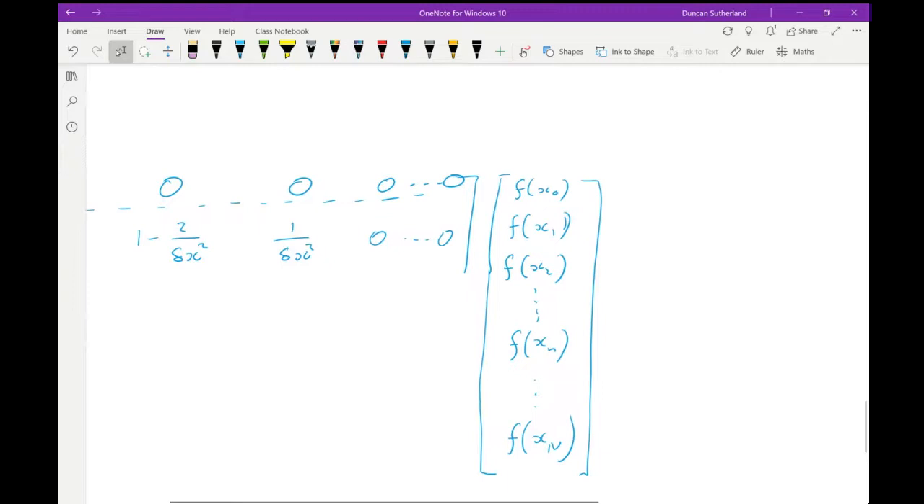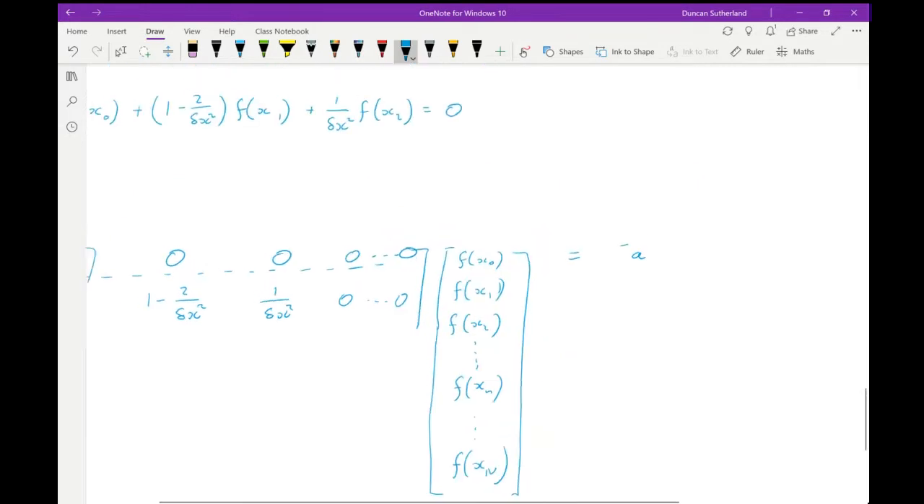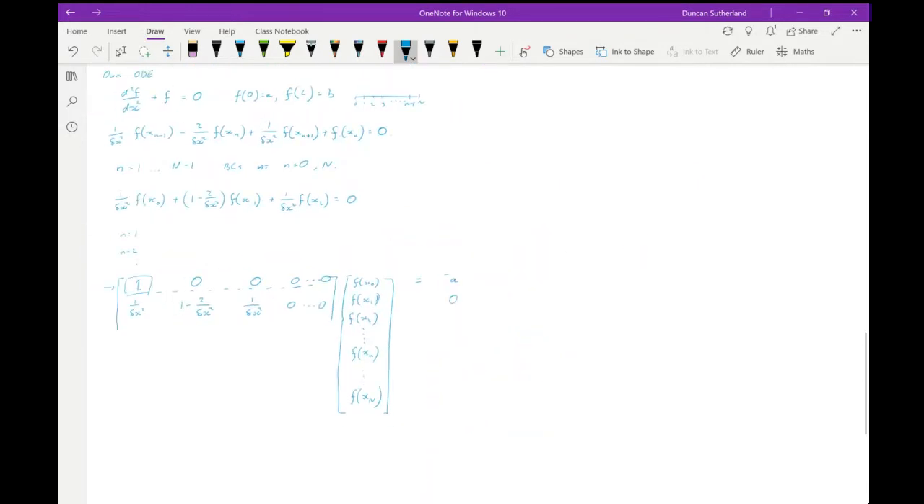So we just fix it. It's equal to a. Everything else we know, it's equal to 0. That row is equal to 0, that row is equal to 0, dot, 0. Right down the bottom, we've got this other boundary condition. It's equal to n, f of xn equals b, right? There are boundary conditions. Right, so we've got this vector of zeros and 2 non-zero entries, which are our boundary conditions.